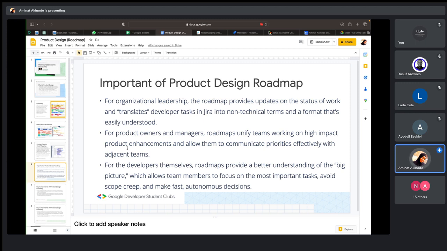Then I have the developers. As you're designing, you need to carry along your developer so that he or she will know what to implement along the way. He or she needs to understand the bigger picture of what you're trying to focus on while you're designing.